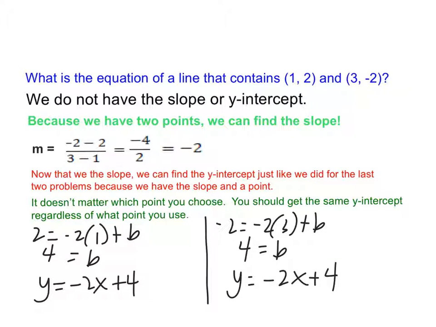So, you've got 3 different categories of problems that you're going to be working on today. One, they give you the slope and y-intercept, plug it in, you've got your equation, easy peasy. The second case, they give you the slope and a point, you have to find the y-intercept, and then you have your equation. This one starts off differently when you only have 2 points, but once you find the slope, it turns into a problem with slope and 1 point, and then you just plug it in and find it that way.